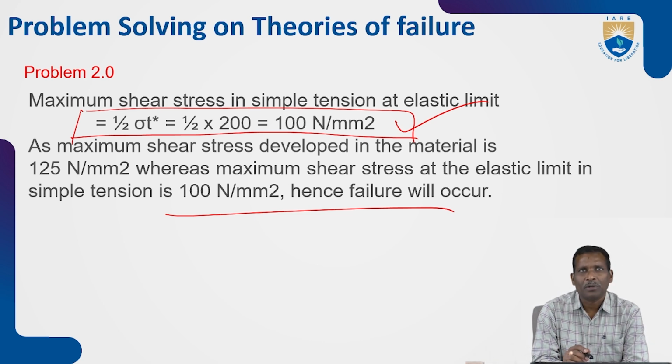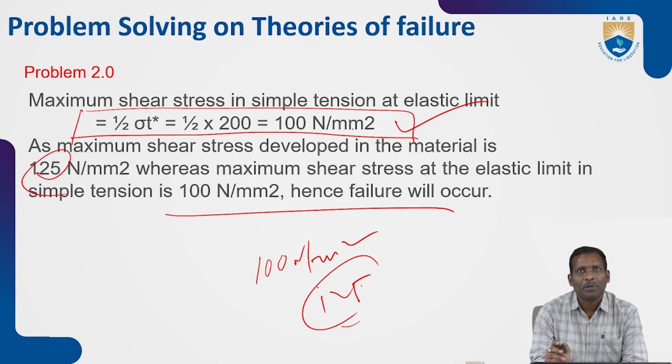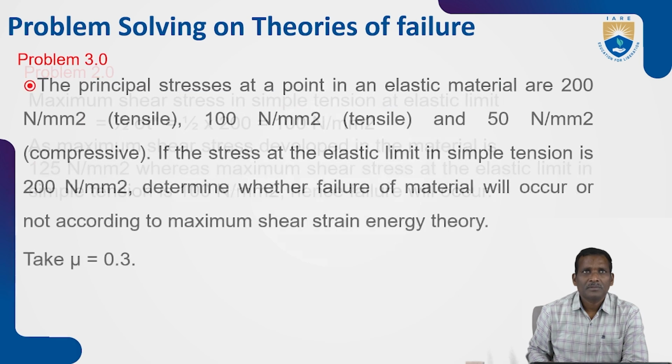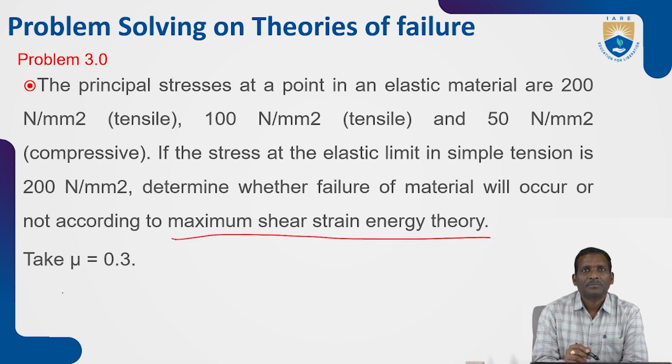To avoid this failure, the shear stress at the elastic limit in simple tension should always be greater than the shear stress developed in the material. Suppose vice versa: 125 at the elastic limit and 100 developed in the material, then there is no failure. So next theory, the maximum shear strain energy theory.